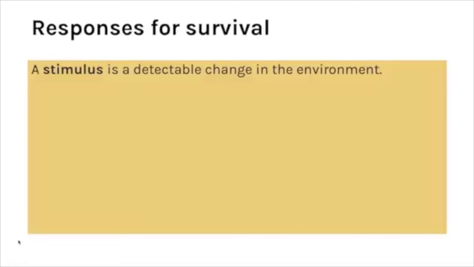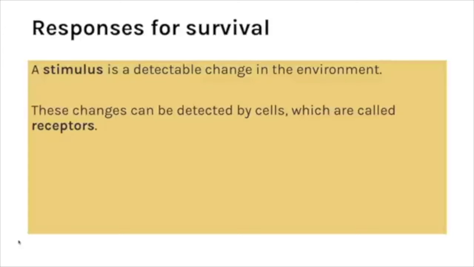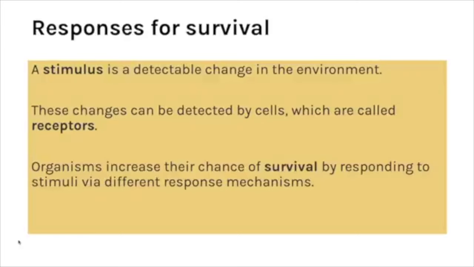We begin with one of the key definitions, and that is of the term stimulus. So a stimulus is a detectable change in the environment, and the cells that can detect these changes are called receptors. So organisms increase their chance of being able to survive if they can respond to these changes in the environment. And we look at in this topic the different mechanisms for how organisms do this.